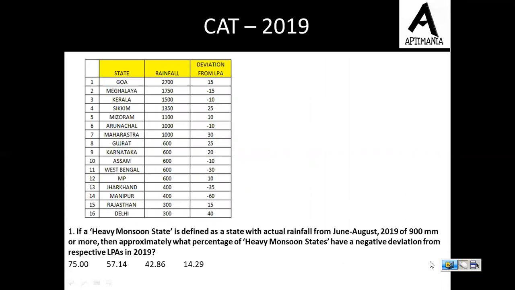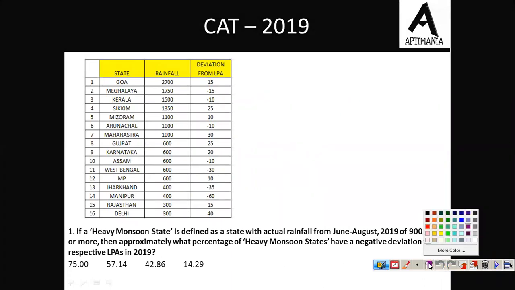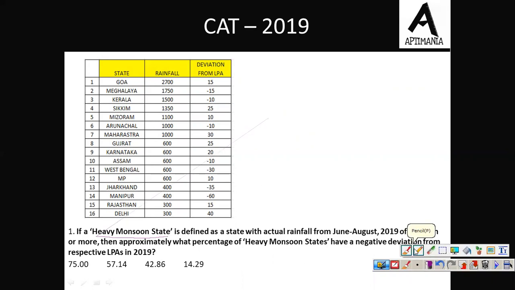Fine. The first question. Now the first question is, if a heavy monsoon state is defined as a state with actual rainfall from June to August of 900 mm or more, then approximately what percent of heavy monsoon states have a negative deviation from LPA? Now first of all, what are heavy monsoon states? Heavy monsoon states are those states which are having a rainfall of more than or equal to 900. So let us first categorize heavy monsoon states. So I think from Goa until Maharashtra we are having heavy monsoon states. इनका जो rainfall है that is more than 900 mm.